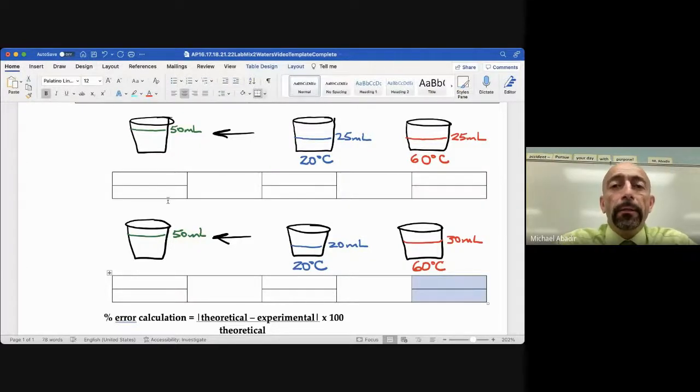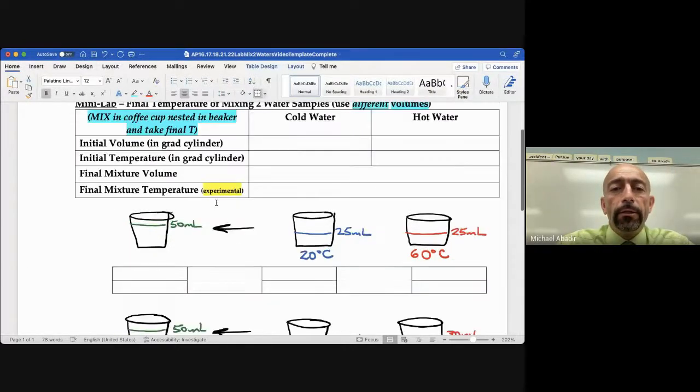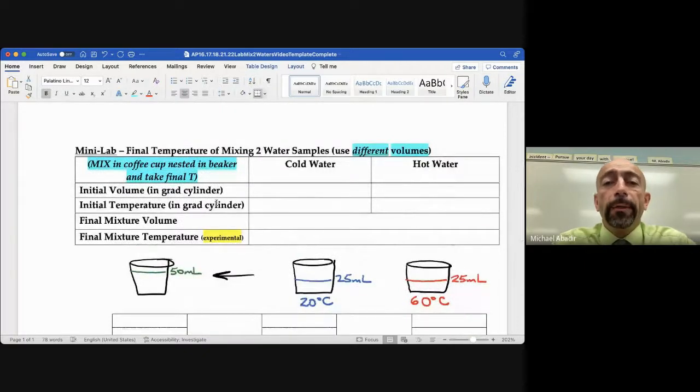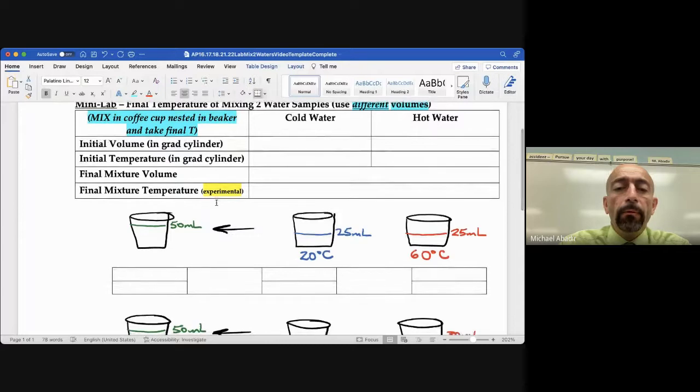Today we're going to be looking at how to do the calculations for the final temperature of mixing two water samples. I'm going to give you two quick examples. One of them is if we mix 25 milliliters of cold water at 20 degrees with 25 milliliters of warm water at 60 degrees, what would the final temperature be?